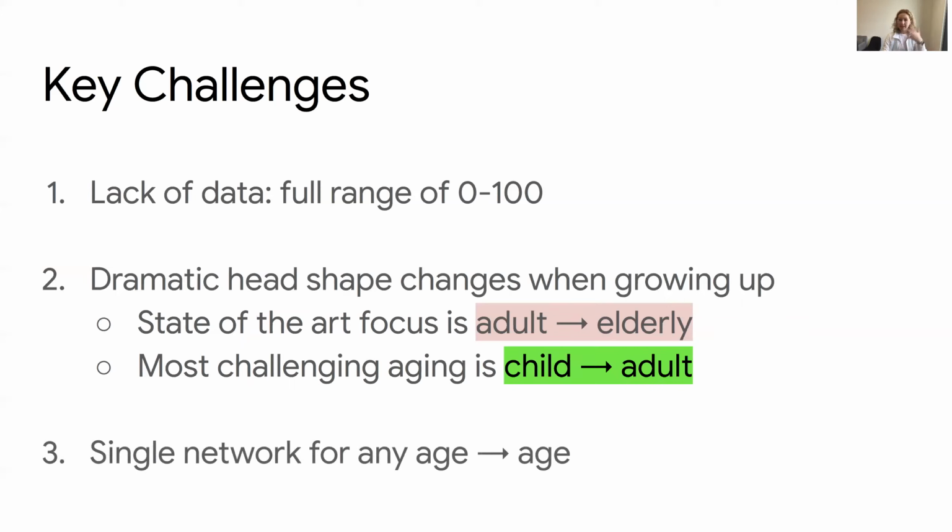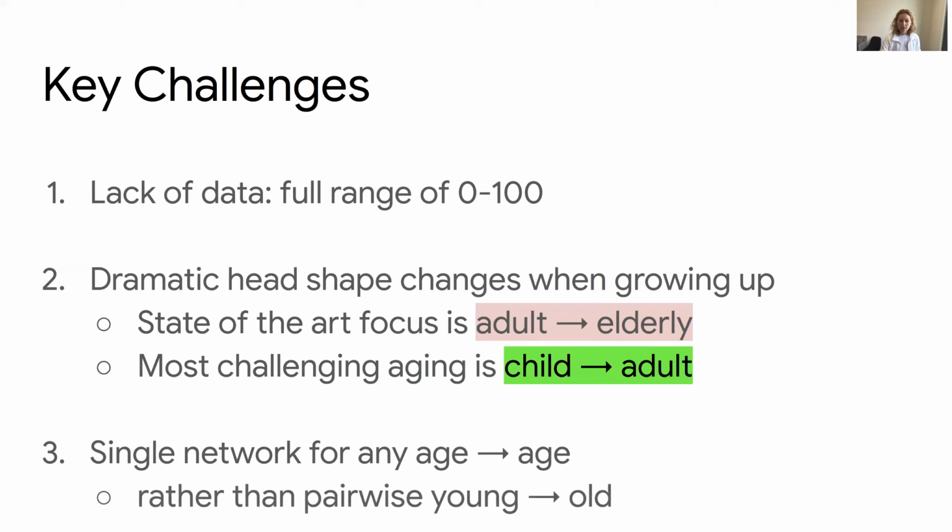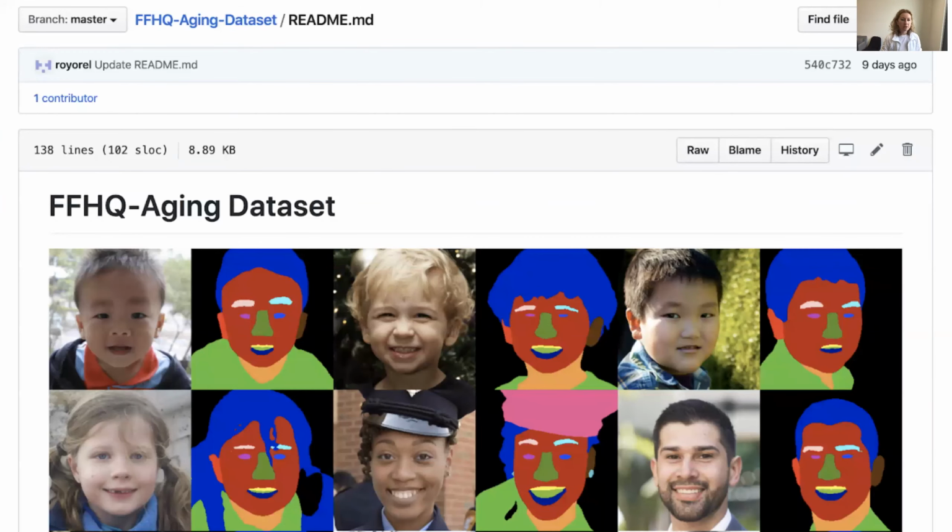And of course, ideally, we want to make it as efficient as possible and create a single network for any age to age, as opposed to pairwise connections. That means many permutations of those and many networks. So I'm not going to talk a lot about the algorithm. Feel free to check out the papers on the web pages.